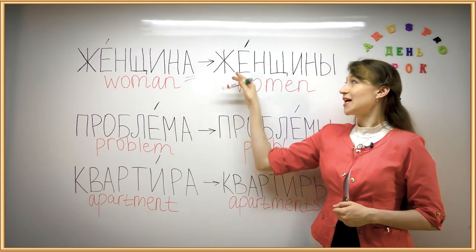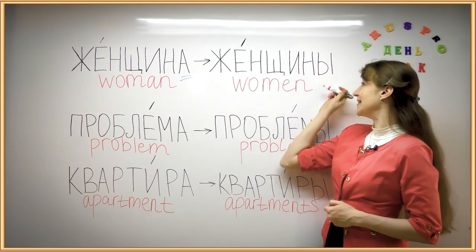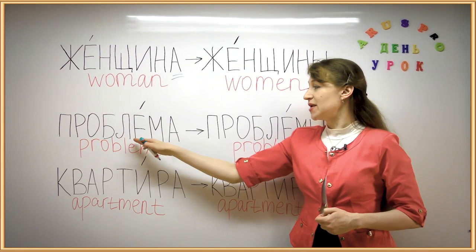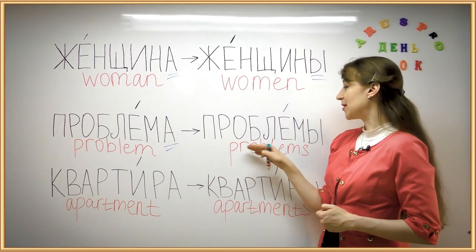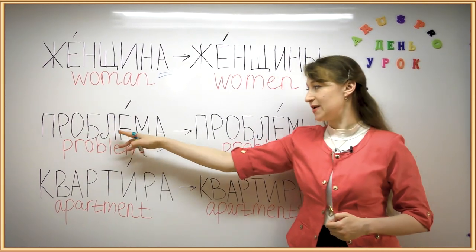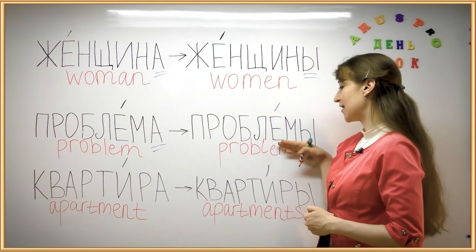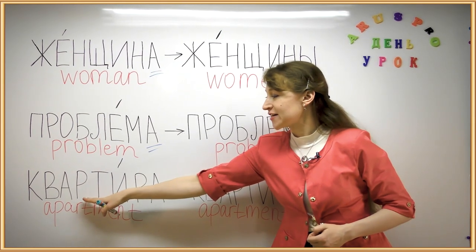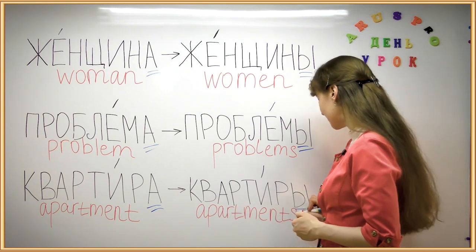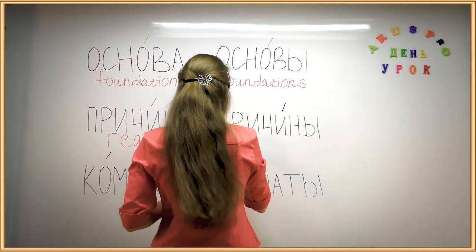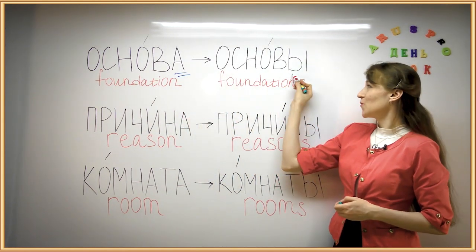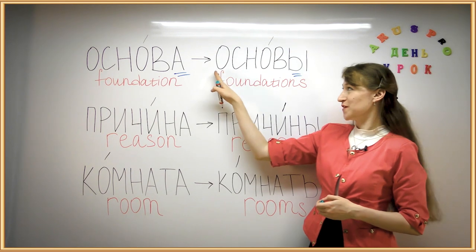Женщина, женщины. А changed to ы. Проблема, проблемы. Unstressed о. Проблема, проблемы. Квартира, квартиры. Основа, основы. Again, our friend unstressed о.